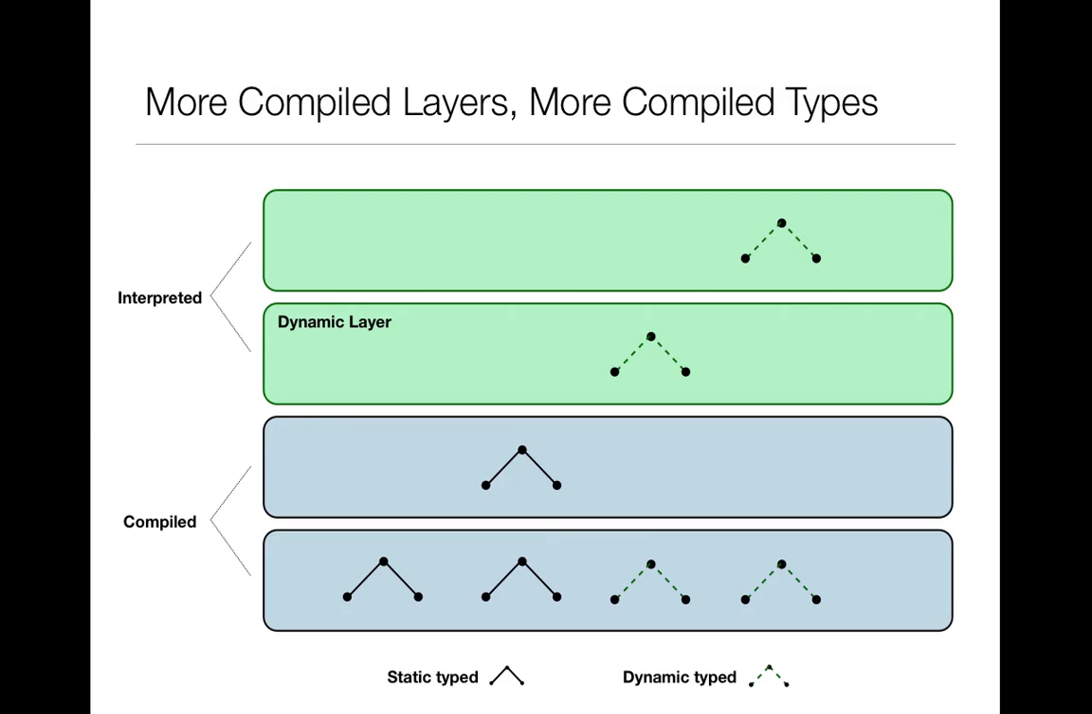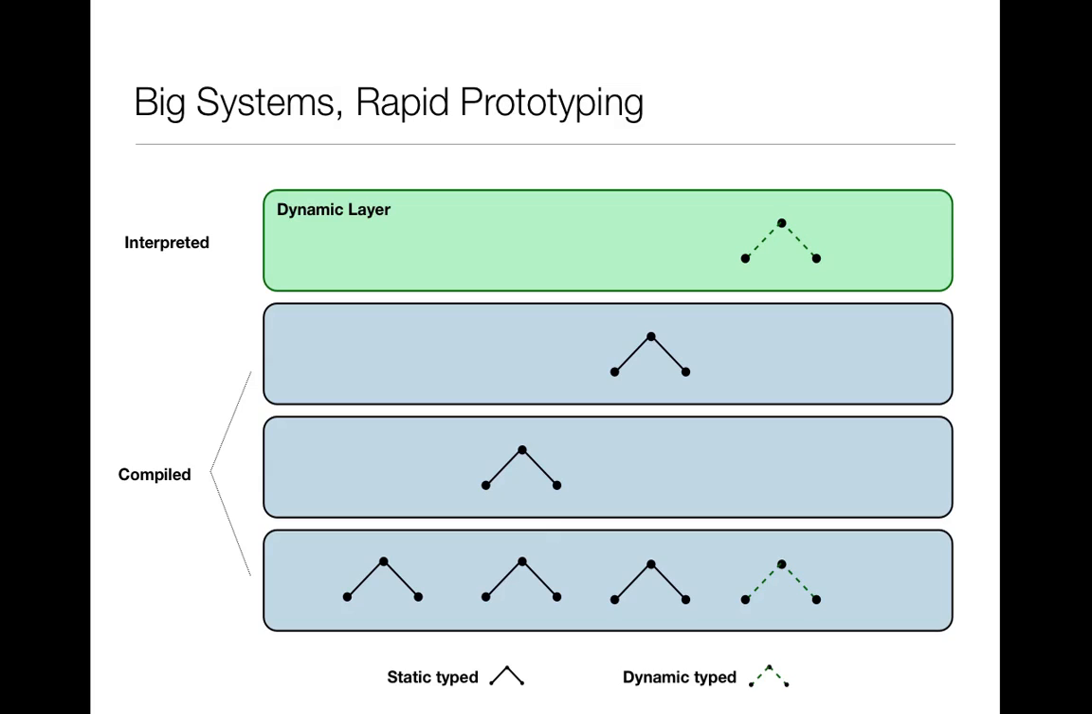As your system evolves, you compile more layers in your application and more types become statically defined. Even when your system has millions of lines of code, since you are compiling the code which is not changing and interpreting the code which is, you retain rapid development even for large systems.